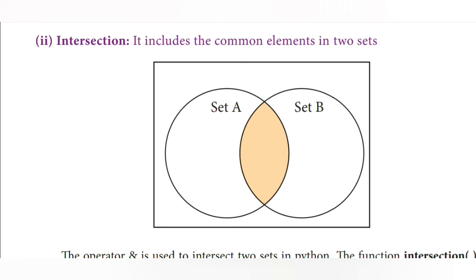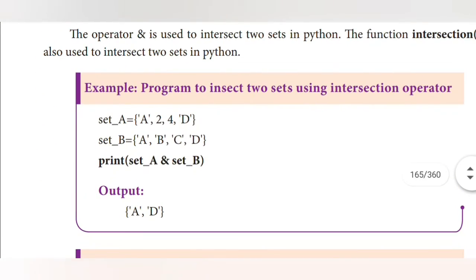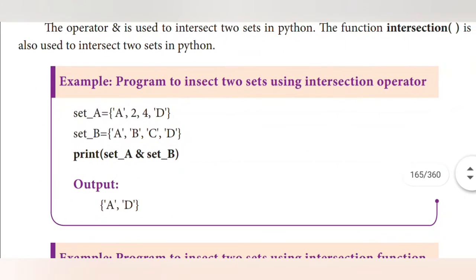The intersection can also be used to intersect two sets in Python. Either we can use the ampersand symbol or we can use the function name intersection. Now you can see the example program to intersect two sets using the intersection operator. First set, set A is equal to A, 2, 4, D. In this example you can note that numeric values are given without quotes and string values are given with quotes.